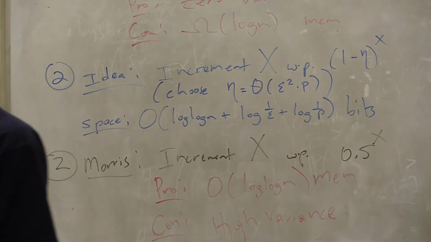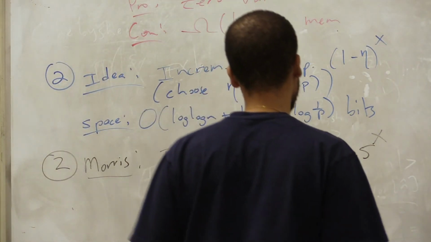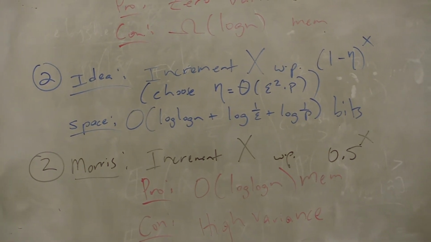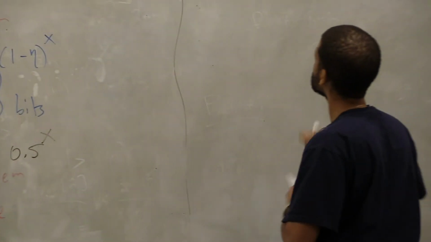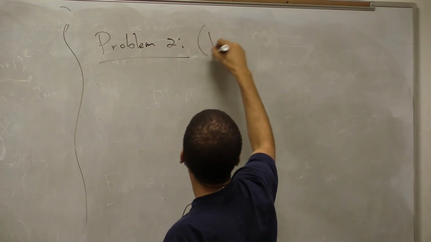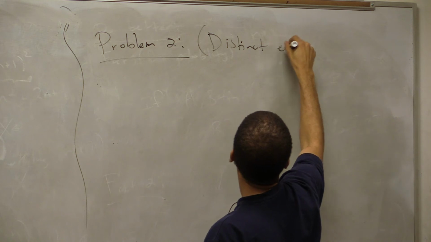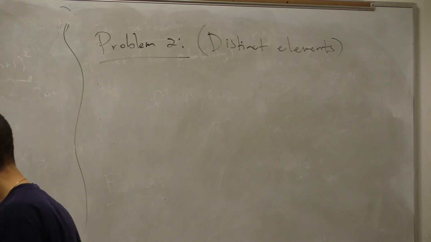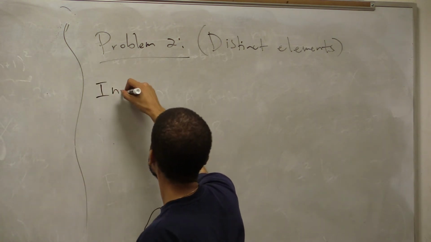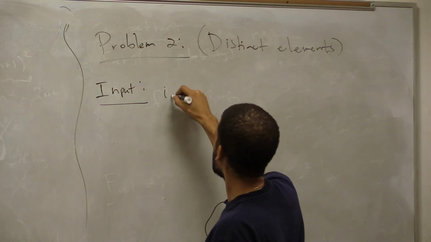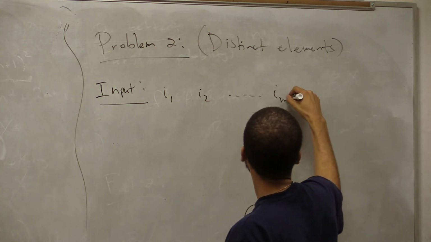And we do still have some time left. I want to talk to you about one more algorithm, for the distinct elements problem. So problem 2 is distinct elements. The input here is just a stream of items. Let's say they're integers, I1, I2, up to Im.